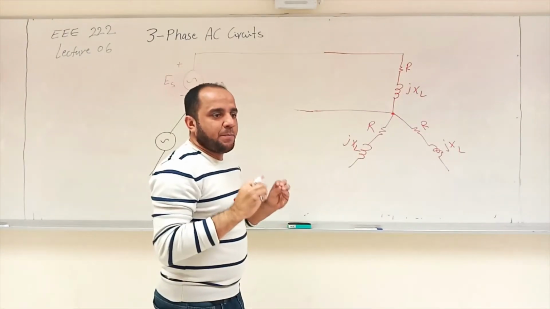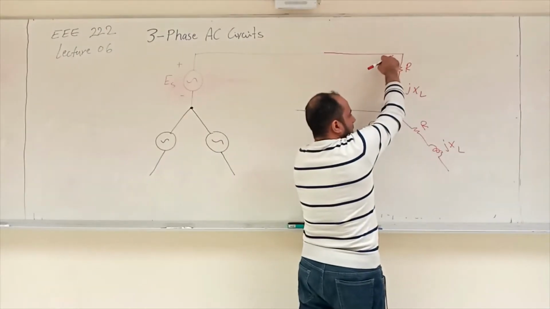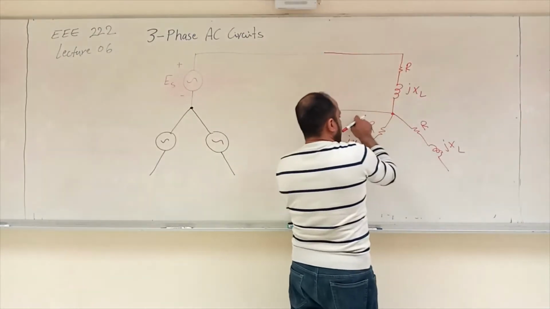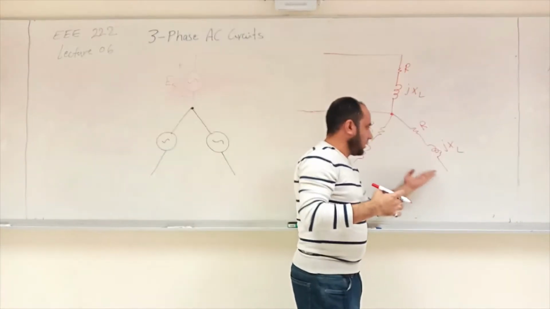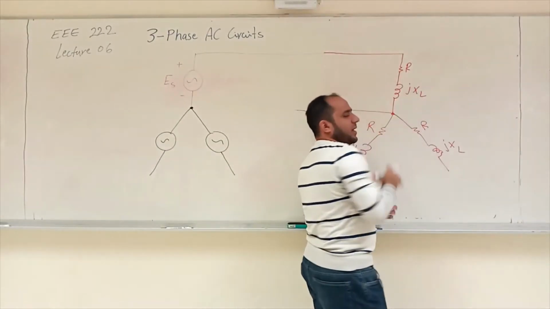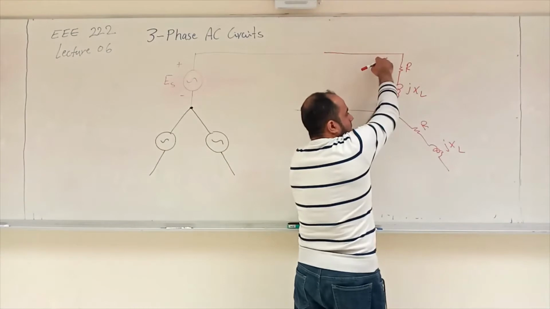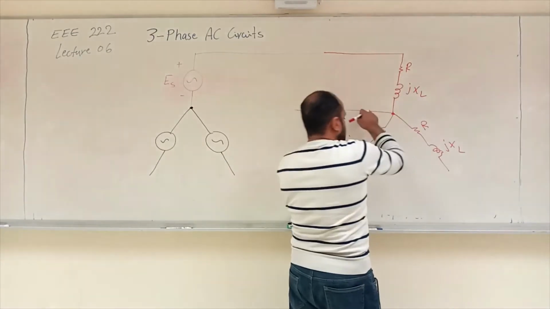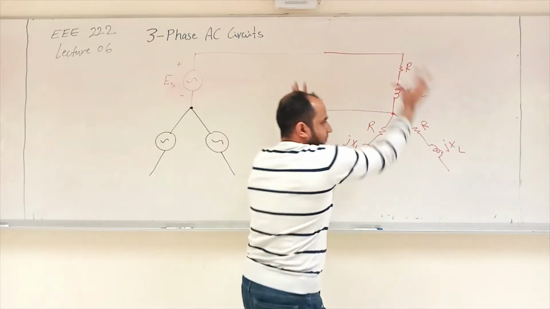We call this a balanced load. Balanced load means they are the same: R plus jXL, R plus jXL, R plus jXL. jXL is just an example. It could be jXC, it could be jXL with jXC in series, or this could be parallel. This is just an example. So basically this load is the same as these two loads. We call this a balanced load.